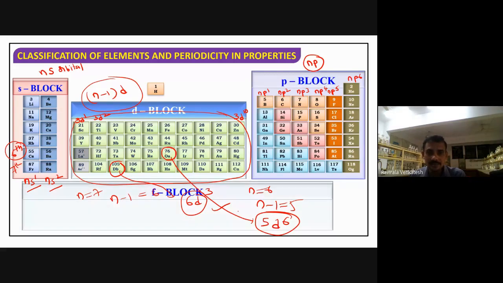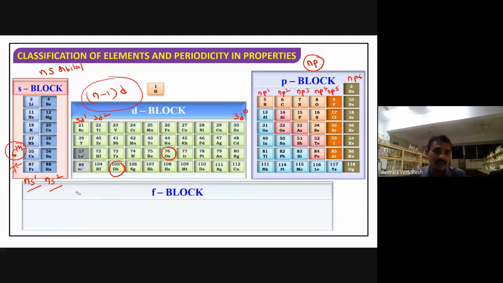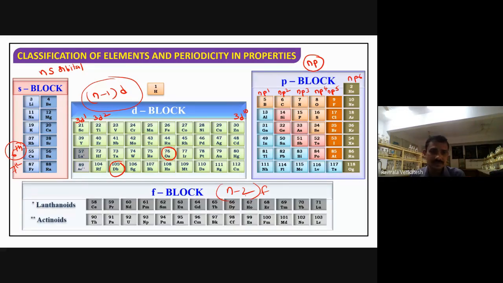And finally, we'll take F block elements here. In F block elements, the differentiating electron will enter in which orbital? (n-2)f orbital. So these are the elements. For example, I want the configuration of samarium. Which period does it belong to? 6th period. n is equal to 6. Now, n-2 is equal to 4, so it will fill in 4f orbital. 1, 2, 3, 4, 5. So the configuration will be 4f5. In this way, we classify elements based upon their filling of electrons.